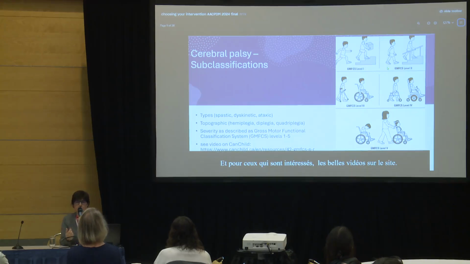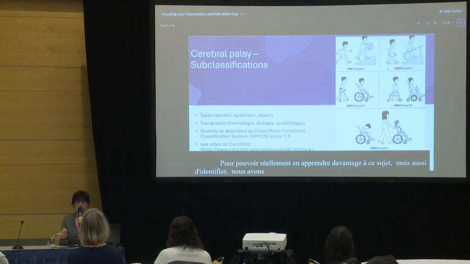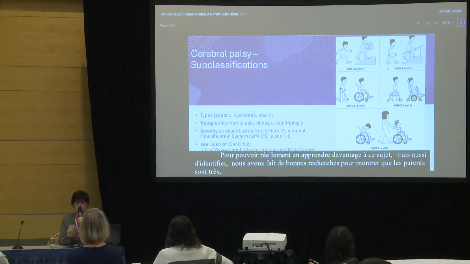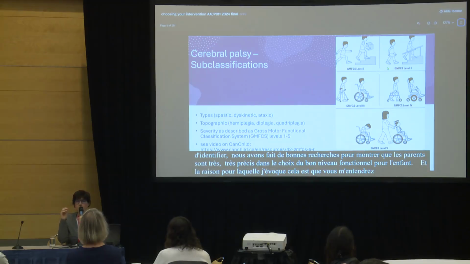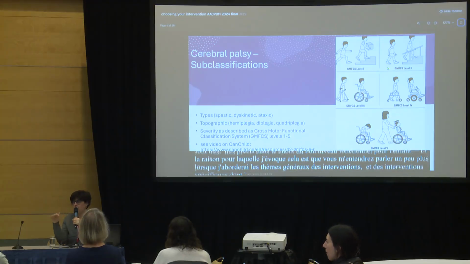We have done good research to show that parents are very, very accurate in picking for their child the right functional level. And the reason why I'm bringing this up is you will hear me talk a little bit more, when I go into general themes of interventions and specific interventions, that a lot of them are talking about which interventions fit which type or which topographic, but also very much linking it to GMFCS.